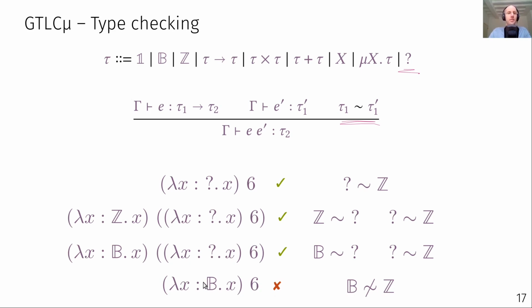So the job of type checking in the gradual language is not to exclude everything which is up to no good, but just to exclude everything for which you can statically derive that it is up to no good. Indeed, we'll see that this one will actually evaluate to 6 in the end, but this one should not evaluate to a boolean, right? We're going to try to use 6 as a boolean, which is of course not sensible.